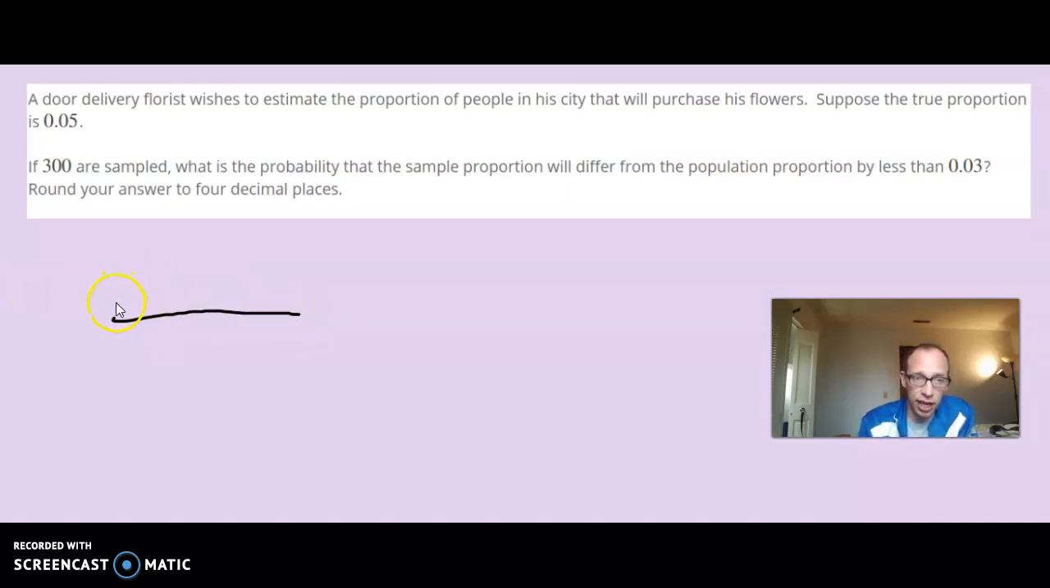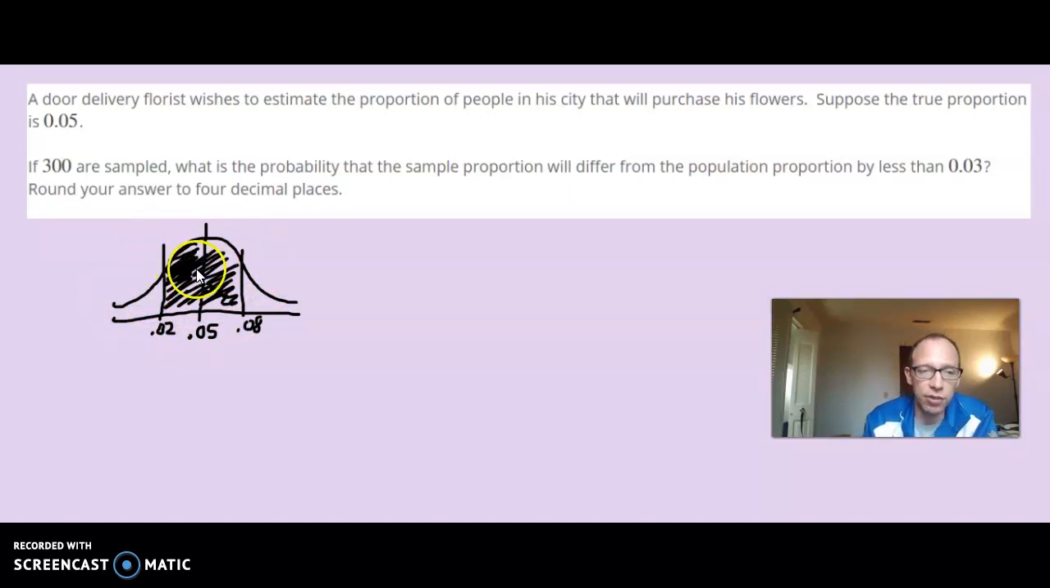So I think it helps a lot to draw a picture on ones like these. Right smack dab in the center of our distribution, we're going to have a proportion of p equals 0.05. I really should label that, but I think things will get pretty crowded here, so I'm just going to leave that as 0.05. This here would be 0.08, and over here would be 0.02. So notice that I've stayed within 3% of this average, the population proportion. And the whole point of the problem is to figure out what portion of this normal distribution, of the z distribution, is shaded right now.